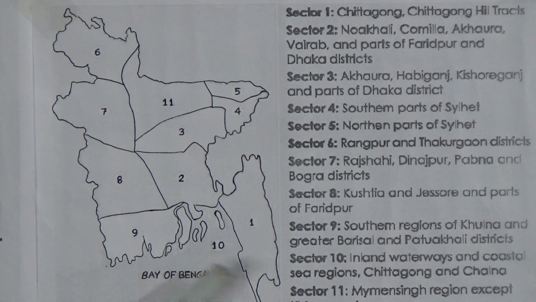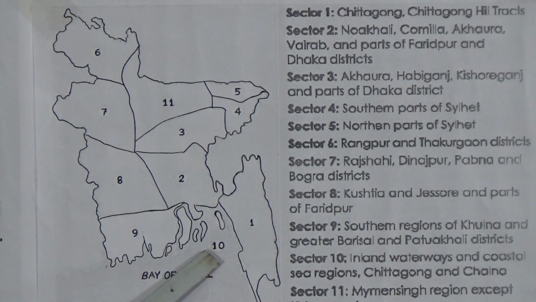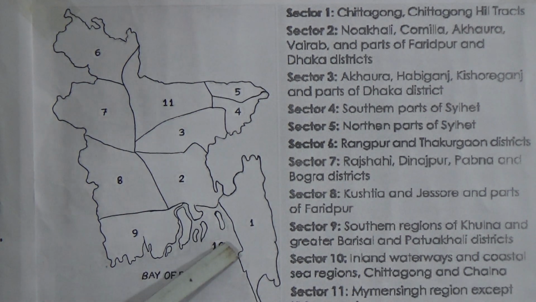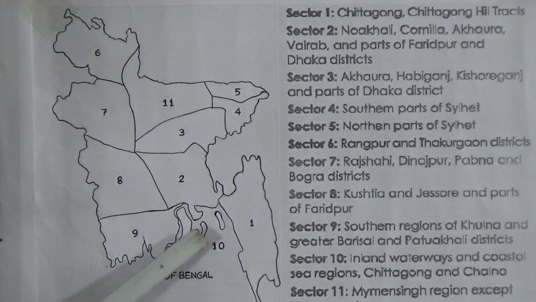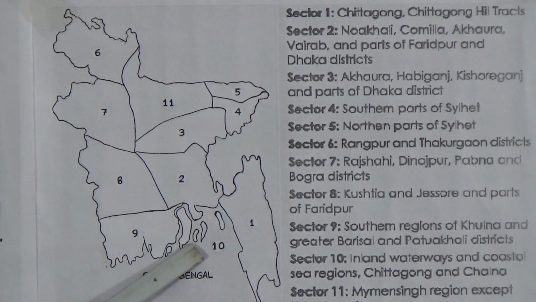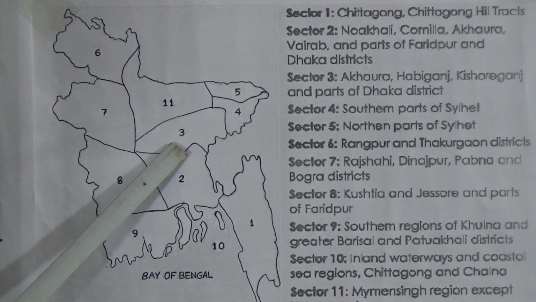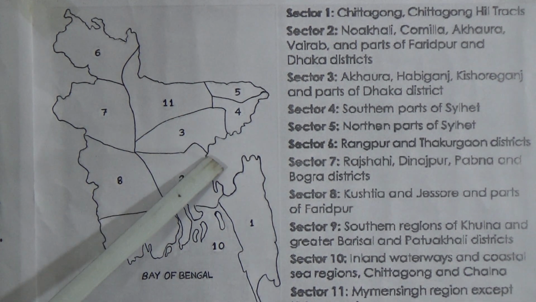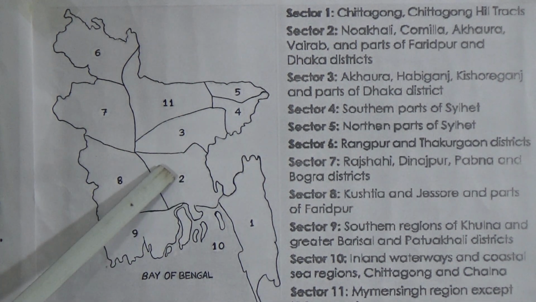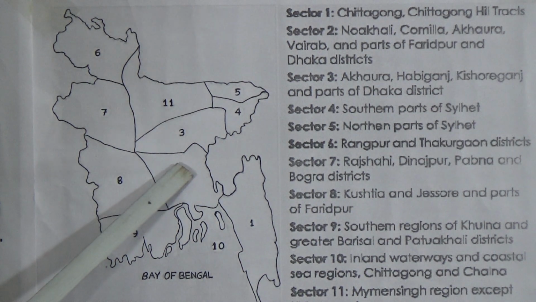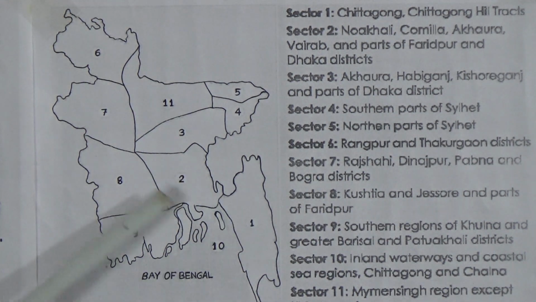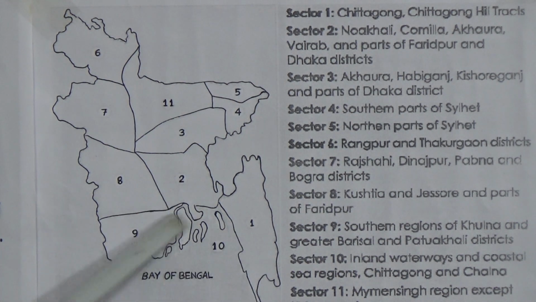And among them, sector 10 was exceptional because there was no regional demarcation. They covered all the waterways. This sector attacked the enemy through waterways and coastal areas. That's why sector 10 is exceptional from the other sectors.